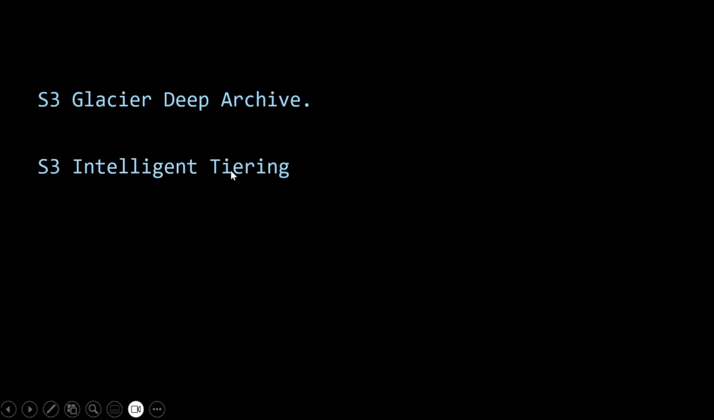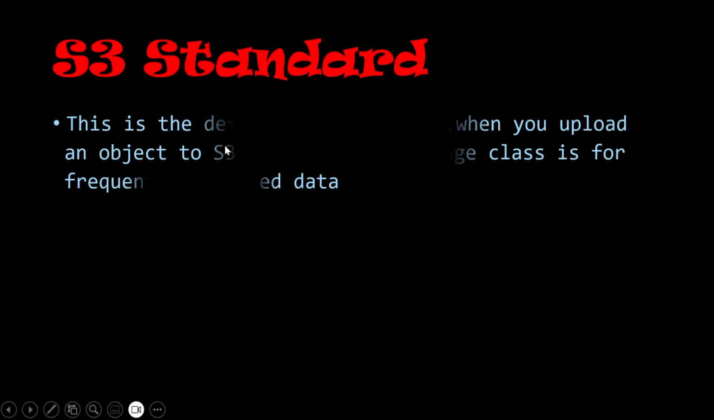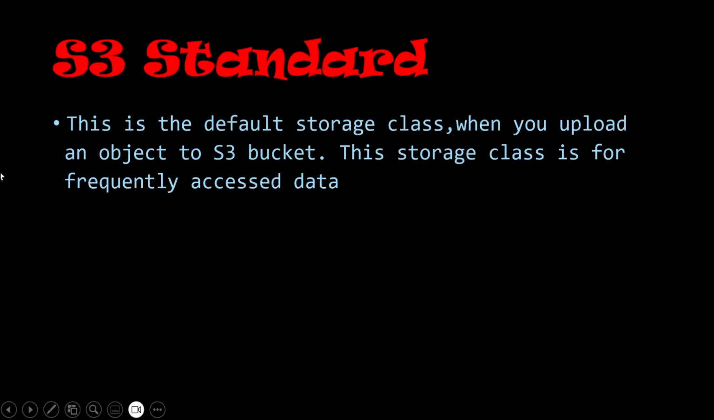Now let's learn each storage class in detail. I'll try to explain this as briefly as possible so that it doesn't sound boring, covering the differences between each storage class. First is S3 Standard. This is the default storage class. When you upload an object to an S3 bucket, if you don't mention which storage class your object belongs to, then AWS automatically puts your object in this storage class. This storage class is for frequently accessed data.